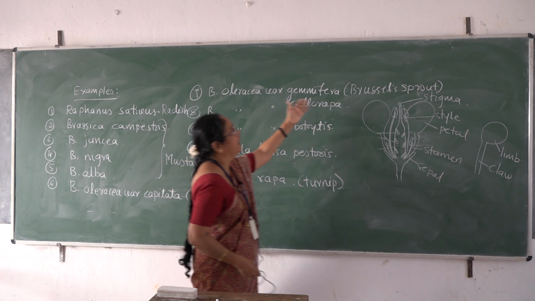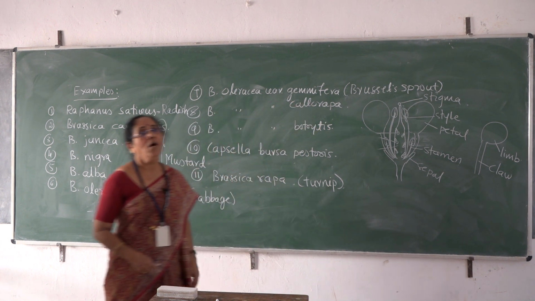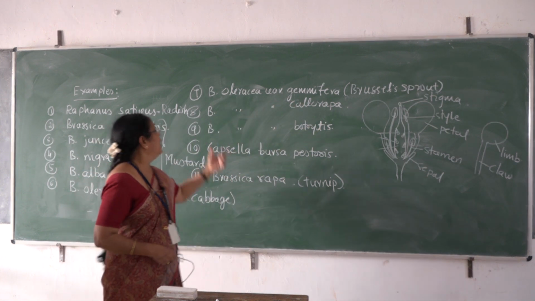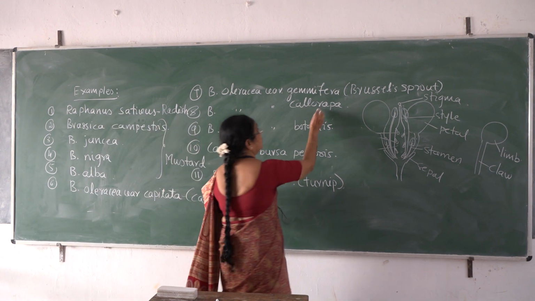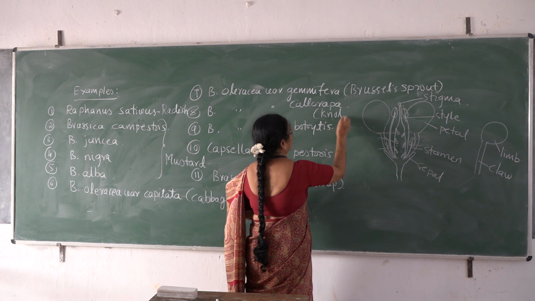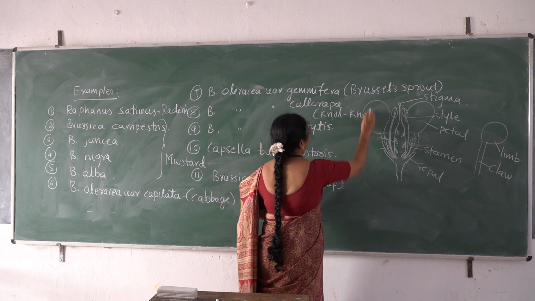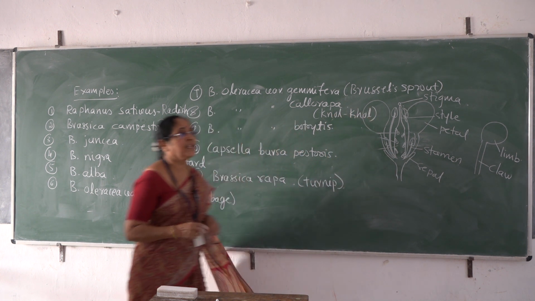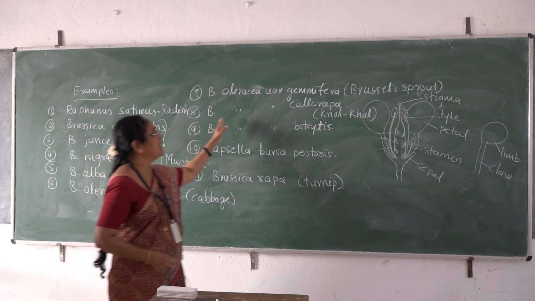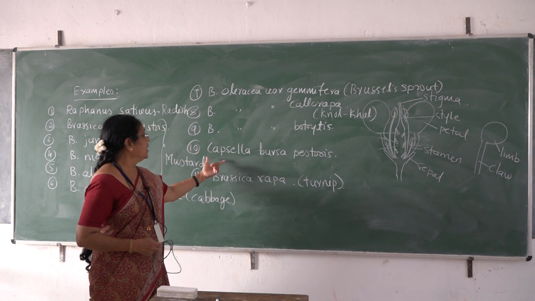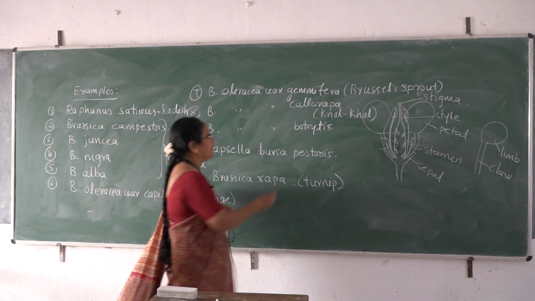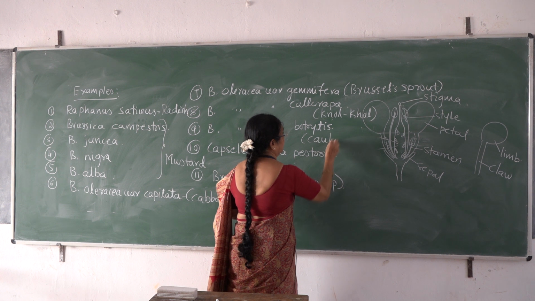Brassica oleracea variety gemmifera, that is Brussels sprout. Otherwise, you can write it as button gobi. Brassica oleracea variety gongylodes is knol-khol. Concentrate on the spelling, write down the proper spelling. Knol-khol is called Brassica oleracea variety caulorapa, and Brassica oleracea variety what is cauliflower.